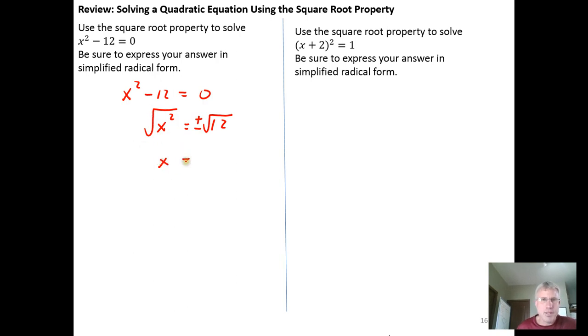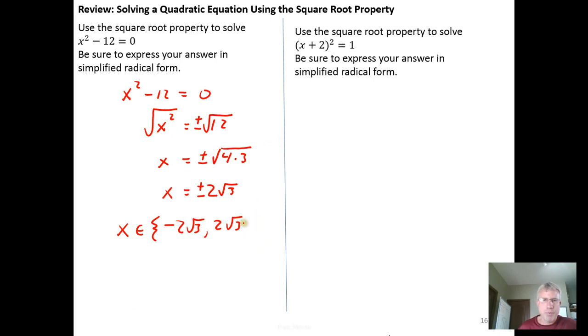So I get my x equals plus or minus, and now I want to recognize that the square root of 12 is not in simplified radical form because 12 can be decomposed into 4 times 3, and 4 is a perfect square. So I get plus or minus, the square root of 4 is 2, and the square root of 3 is already in simplified radical form. So there's my two solutions. If I wrote it in set notation, I would say x is an element of the set that contains negative 2 square root of 3, comma, 2 square root of 3.